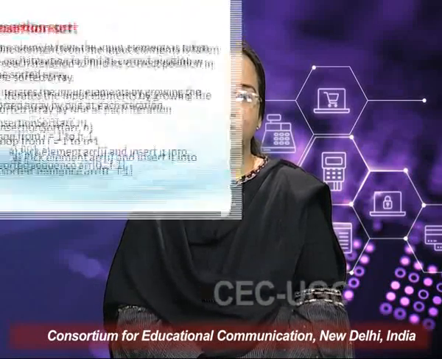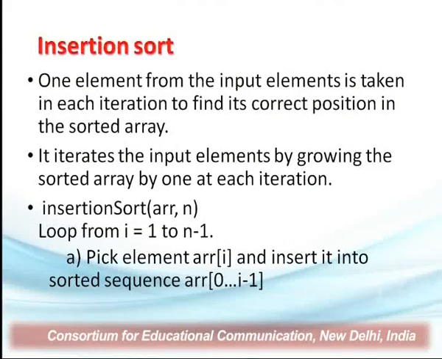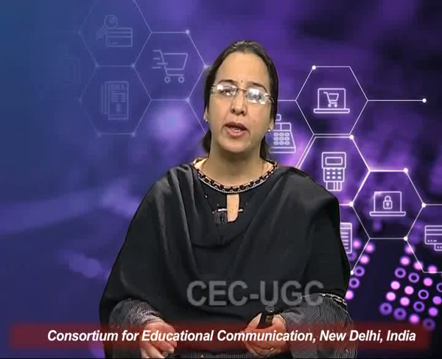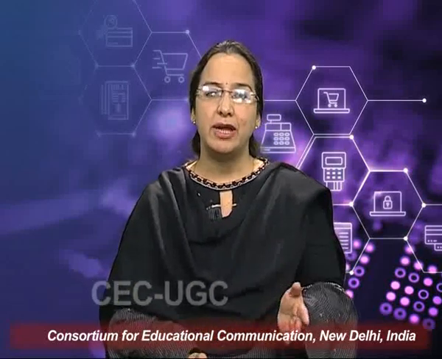So we loop from i equals 1 to n minus 1. We'll pick the element arr[i] and insert it into the sorted sequence 0 to i minus 1. For example, say we have 3 sorted cards, 0 to 3. We'll be taking the fourth card from the unsorted ones and giving it its proper position in the sorted array. Initially my sorted array does not have any element. With each and every iteration it will grow by 1 element.